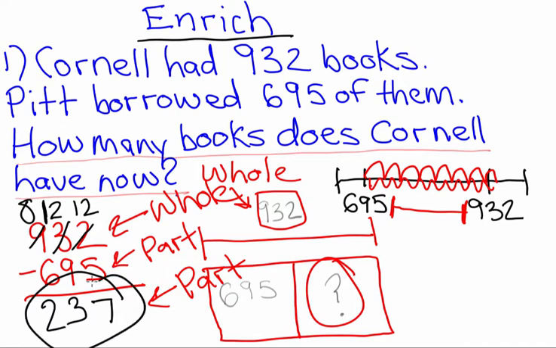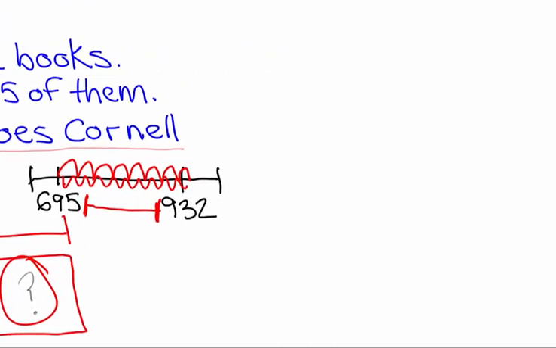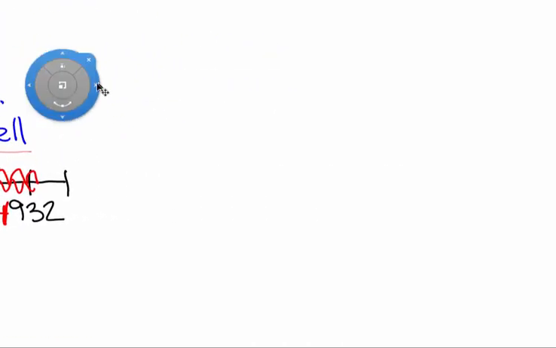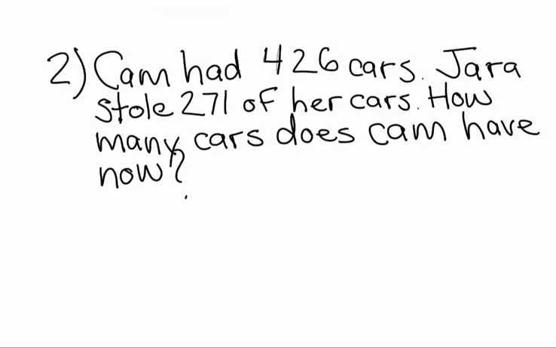So that's the first problem. Now, you're going to have a chance to look at another one. All right. So let's carry on. So here's your next problem. Cam had 426 cars. Jara stole 271 of her cars. How many cars does Cam have now?